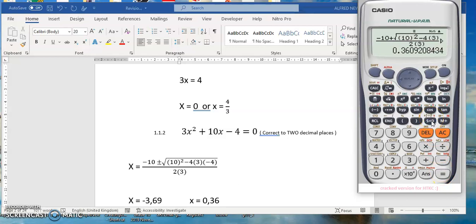Then you press the SD. You see that you have your 0.36. That is what we have here. Then remember, you are not supposed to delete it. You move your cursor back. Then you delete the plus, substitute minus there. You have this. Press the SD. You are going to have negative 3.69. That is what we have here.